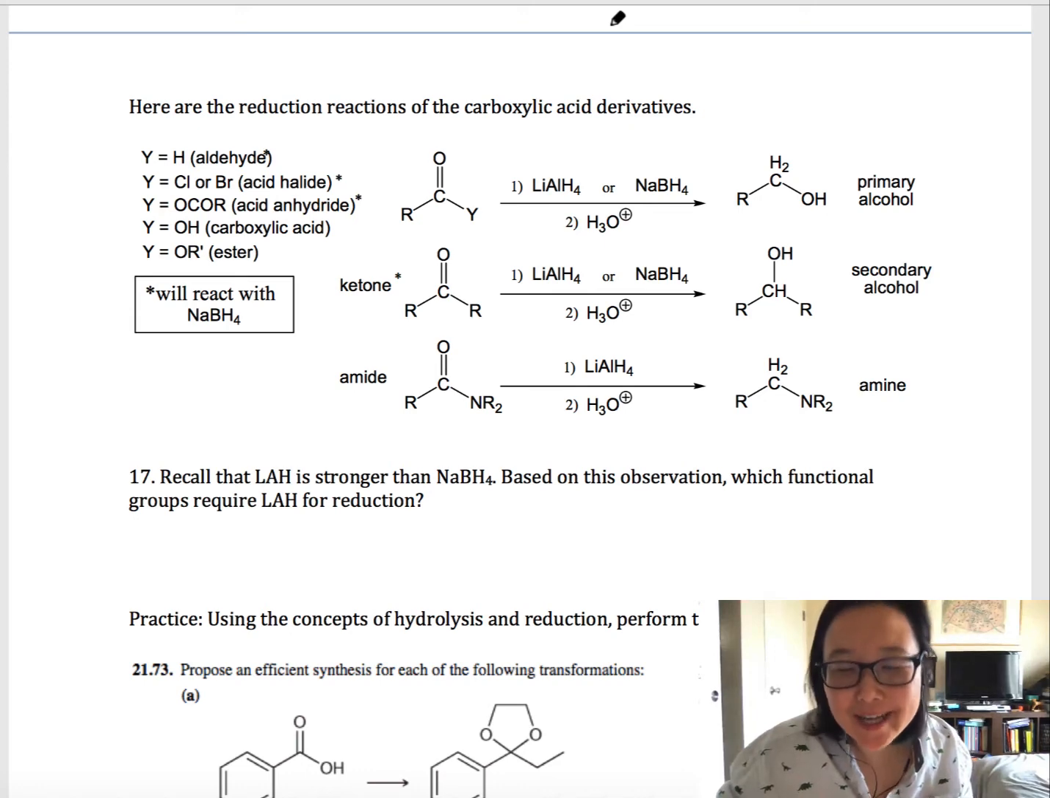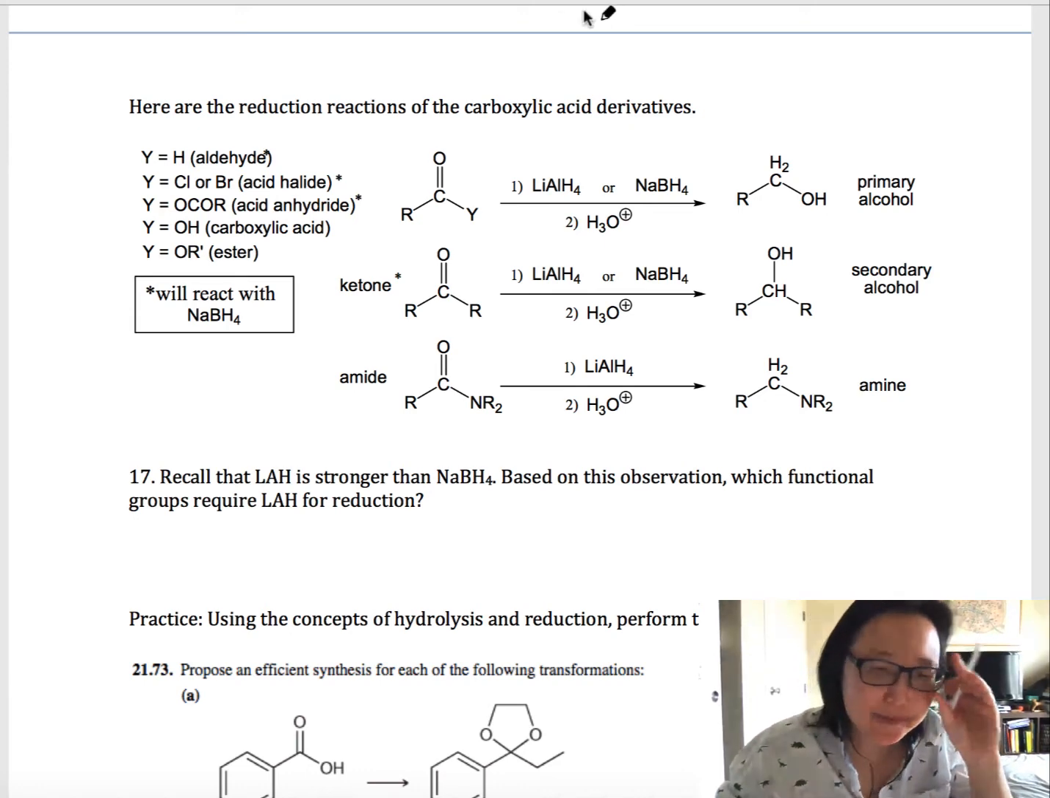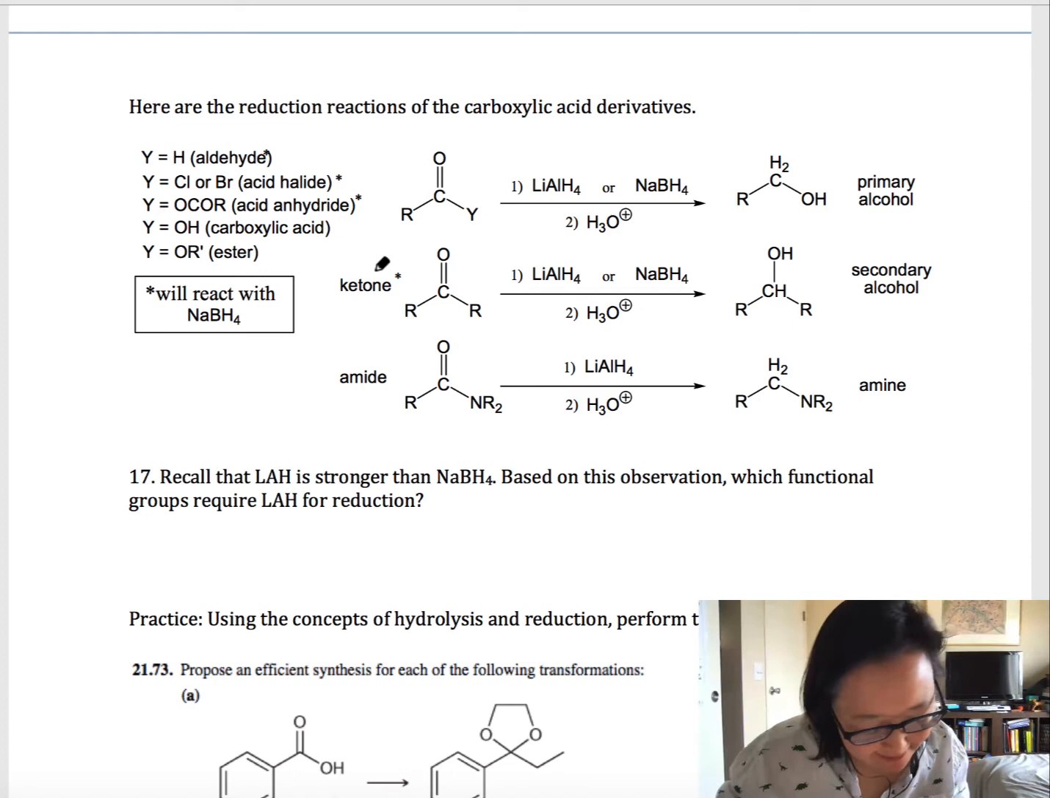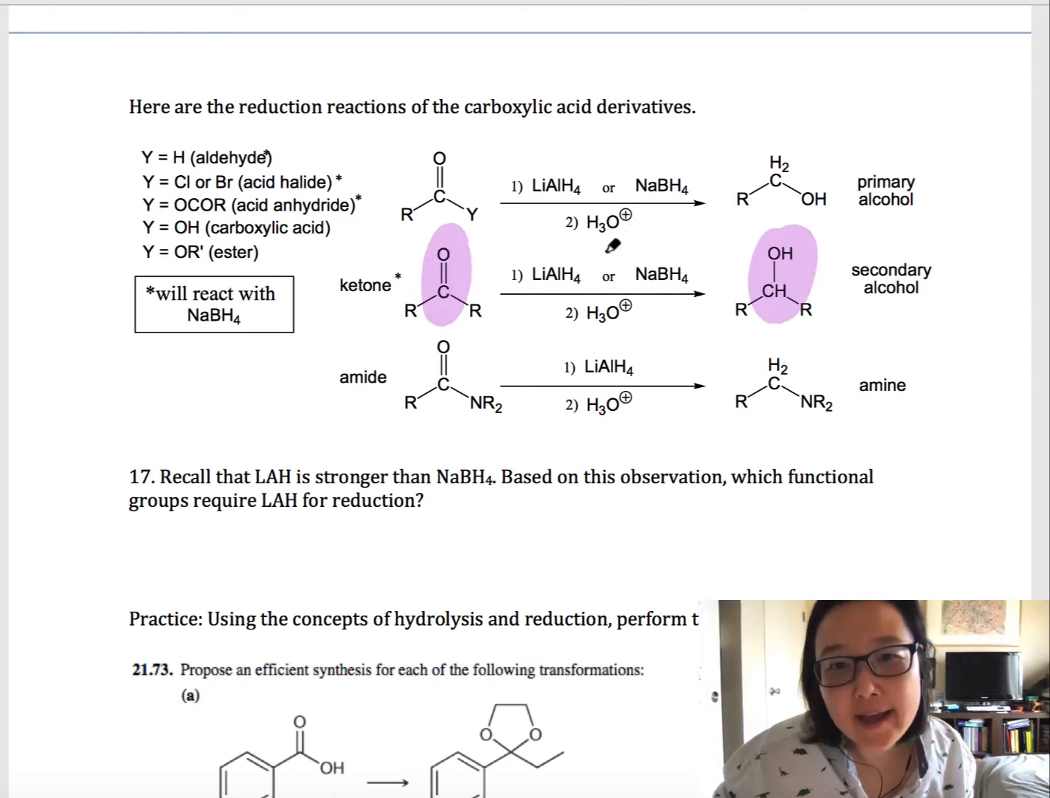Hi everyone, we're going to talk briefly about reduction. You've learned in the past that aldehydes and ketones can be reduced to alcohols using a hydride reagent such as lithium aluminum hydride, LAH, or sodium borohydride followed by water workup.